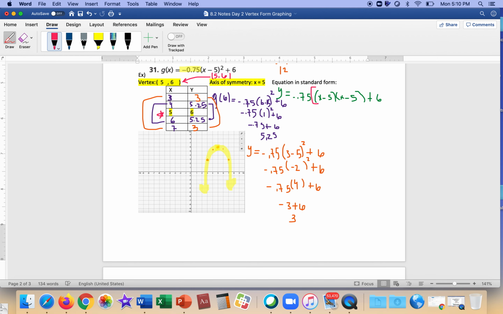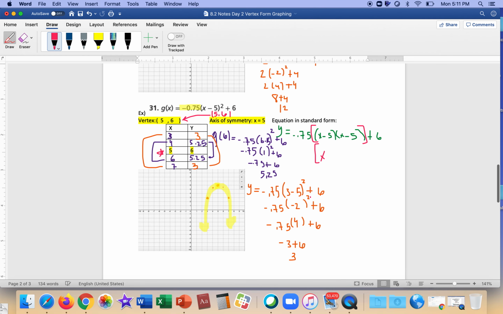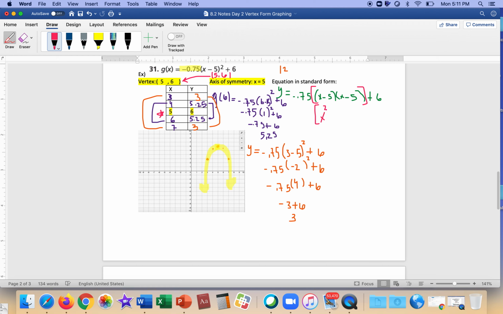So I'll do x minus 5 times x minus 5. When you do that, we'll end up with x squared minus 10x plus 25. That's what you get when you simplify. Okay, so then in front we have negative 0.75, and we have plus 6 at the end.